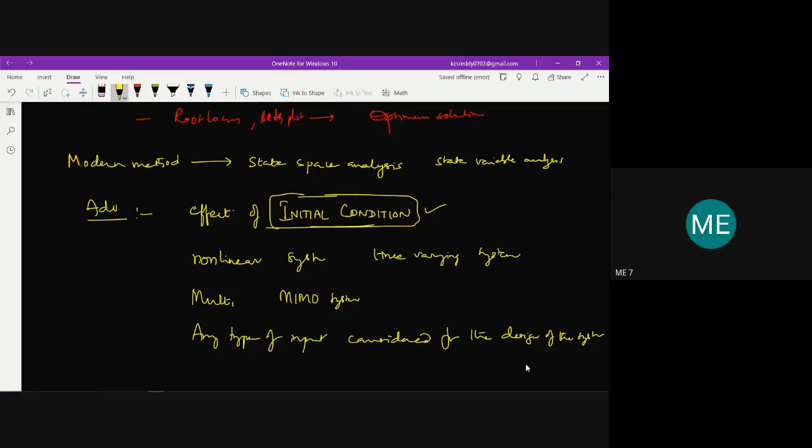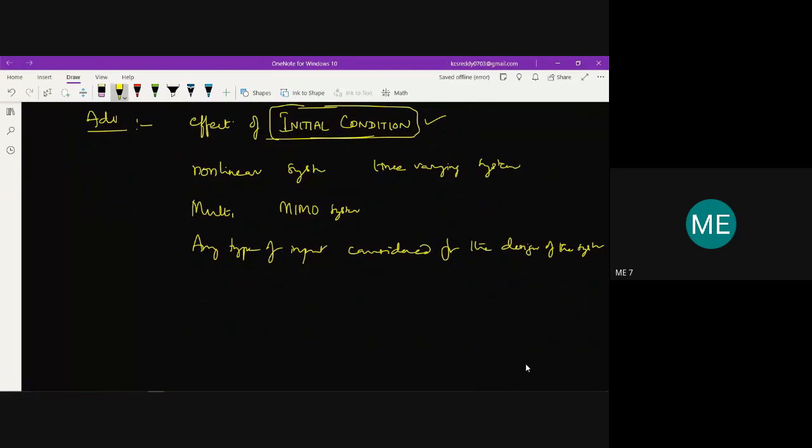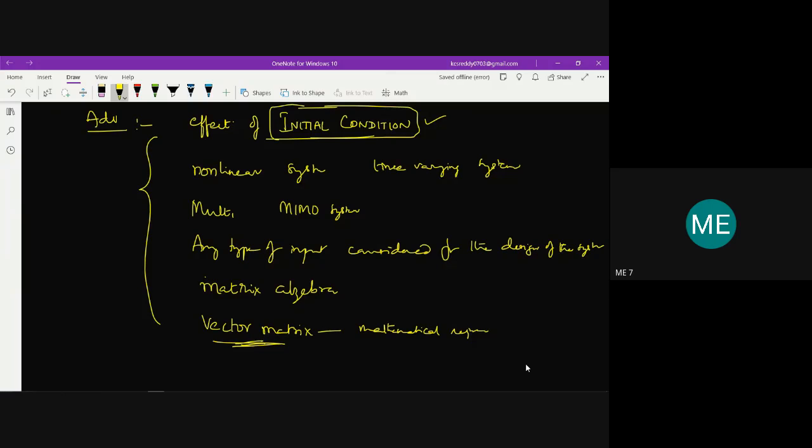Now, this method involves, rather than differential equations in the time domain methods, linear algebra or matrix algebra. Matrix algebra will be used here, so that we can do the computations using MATLAB also. It can easily be adapted by any software on computers. And the representation is a vector matrix representation. Here the state variables are represented in vector matrix form, so it is easy to represent the mathematical representation of the system.